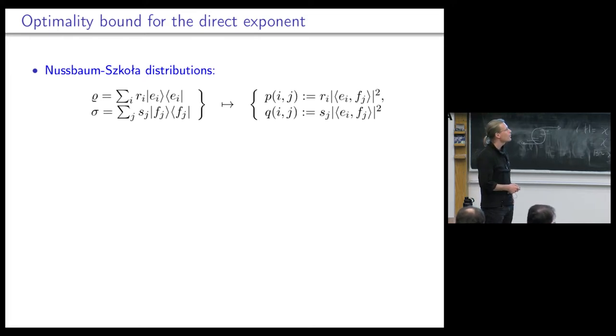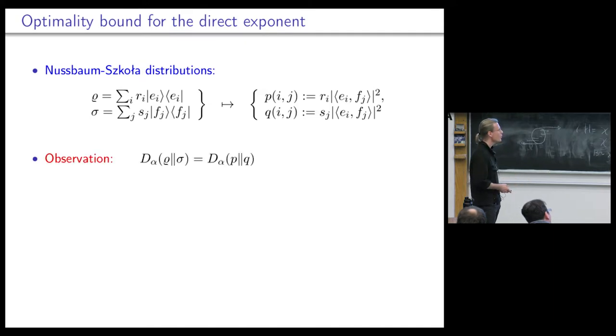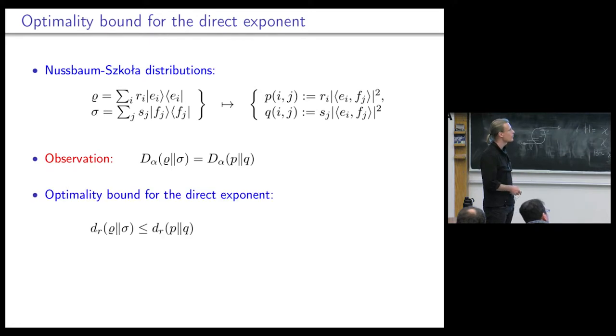in the following way. We take these two states and we look at the spectral decompositions. And from these two quantum states, we can define two classical probability distributions by these formulas. You can easily check that if these are density operators, then these are going to be probability distributions. And a trivial but key observation is that the classical Rényi divergence of these two classical probability distributions is the same as the quantum Rényi divergence of these two quantum states. Okay. So this is very important. And this is one way of getting the quantum Rényi divergence from the classical one.